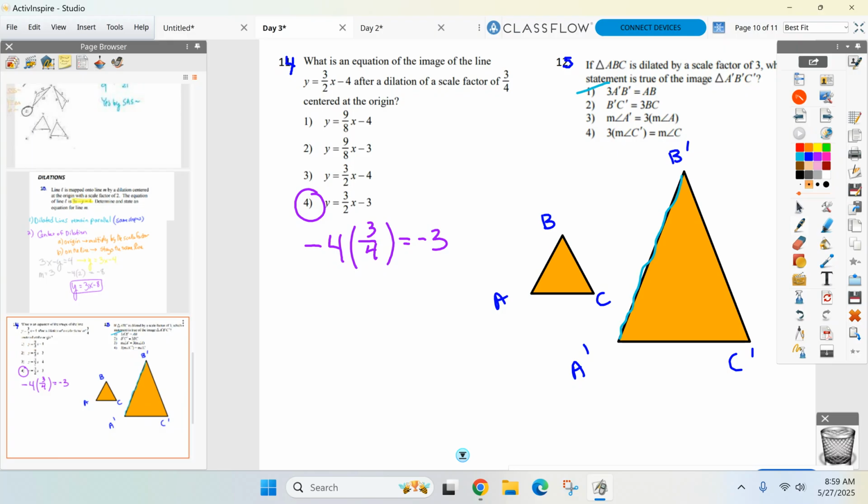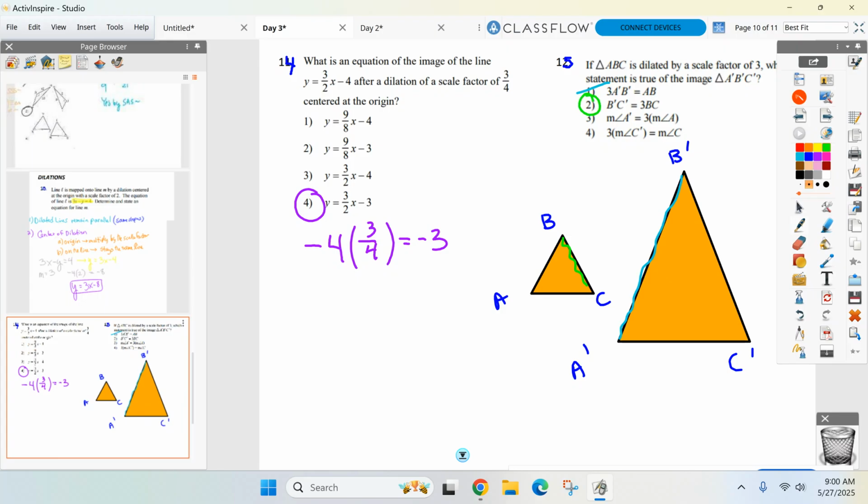All right, next up, is B prime C prime the result of taking BC and multiplying it by 3? If I take BC, multiply that one by 3, do I get B prime C prime? Going from here to here now, multiplying by 3. Yeah. All right, I'm getting bigger by a scale factor of 3.